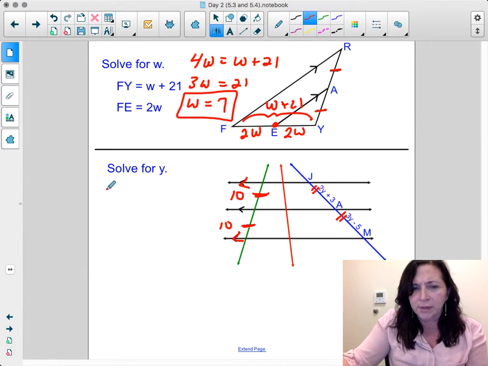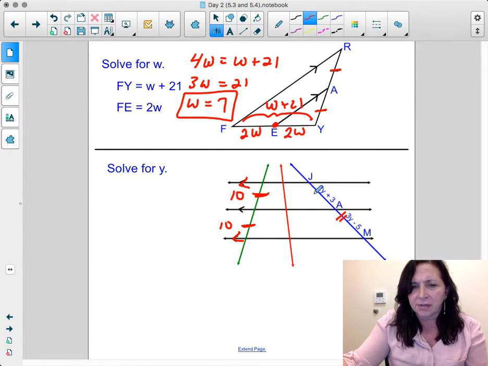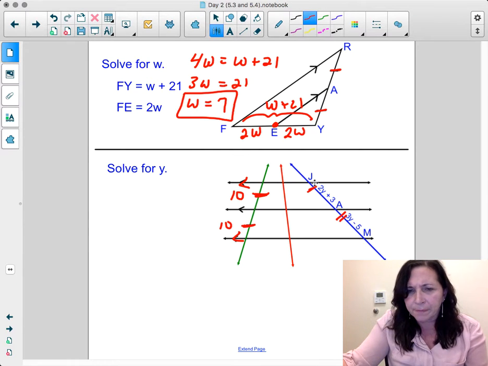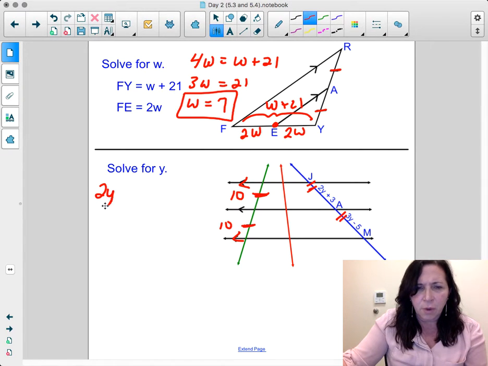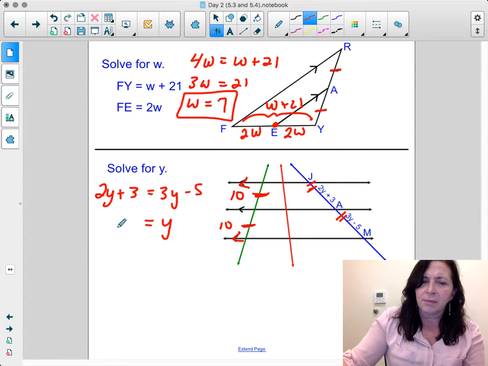So your only option is to say, and I think I can't see that. Oh, that's a 2. Your only option is to say that 2y plus 3 is equal to 3y minus 5. So I'm going to subtract 2y from both sides. I'm going to get y. I'm going to add 5. I get 8. Y is equal to 8.